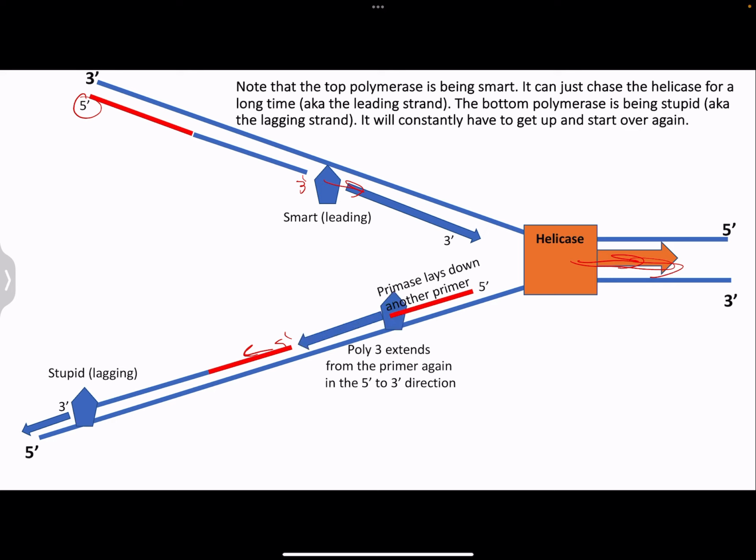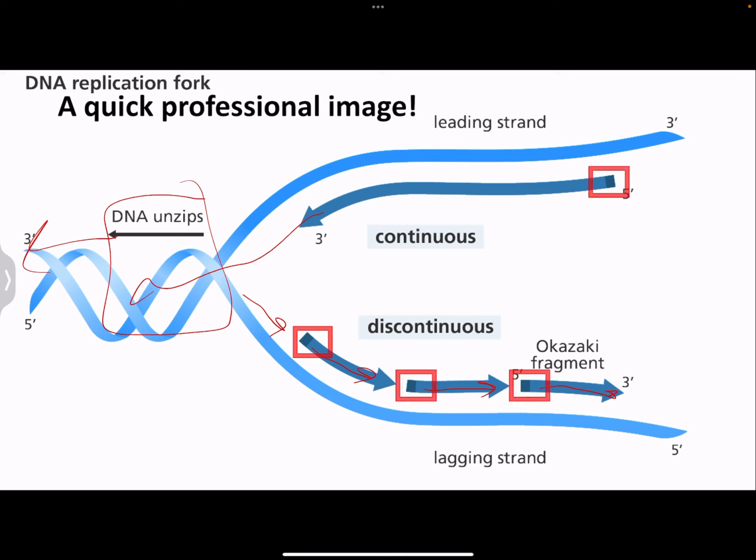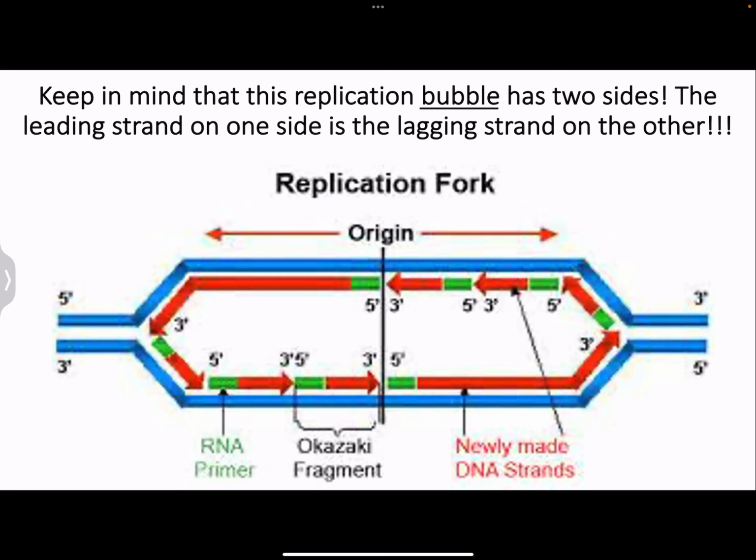So this is just a much better picture of the leading and lagging strand. The DNA is unzipping because of the helicase in this direction. So this can just follow it forever and ever without having to pick up. But this guy constantly has got to go, oh, crap, oh, crap, oh, crap. It's a real hassle. Notice as well that every single one of these replication events is starting off of a little red RNA primer right there.